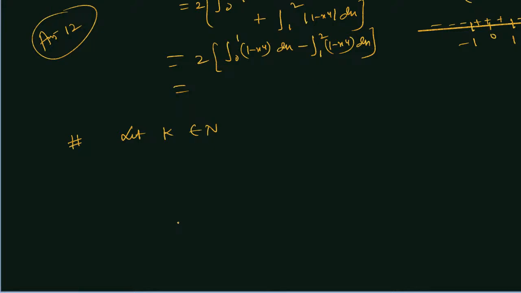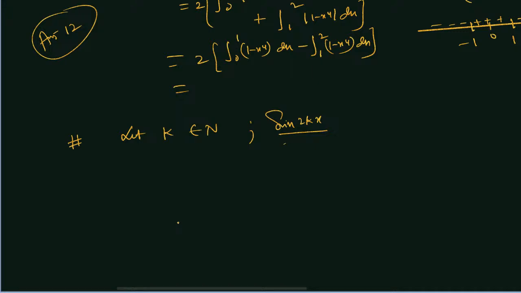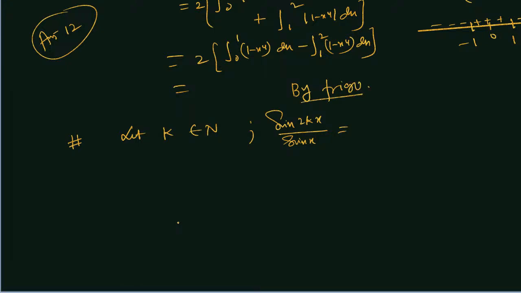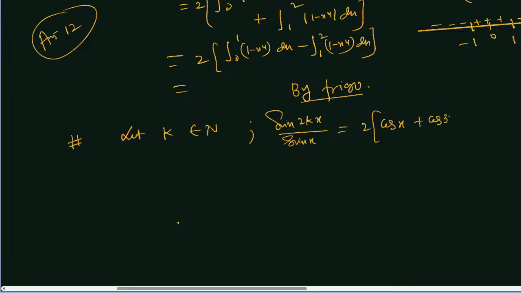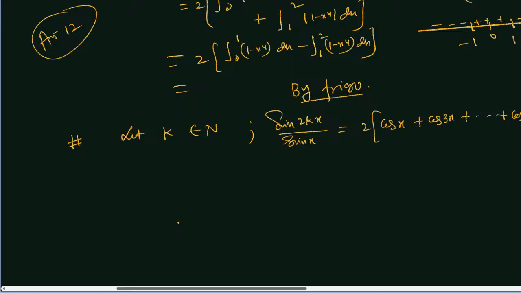Then sin 2kx by sin x, by trigonometry, you know, is 2 into cos x plus cos 3x and so on. If you don't know, you should check by cross multiplying and simplifying. Just write this series. The important sum. If you remember the series, you will be fine. This thing can be written like this.